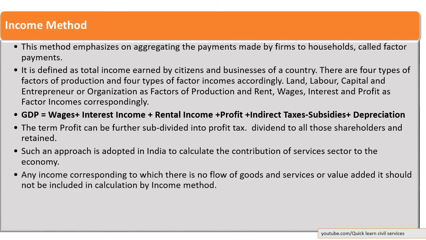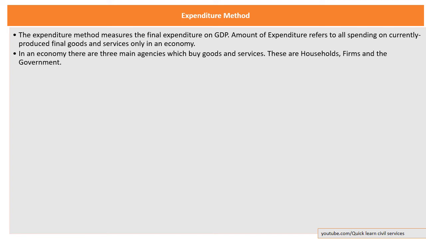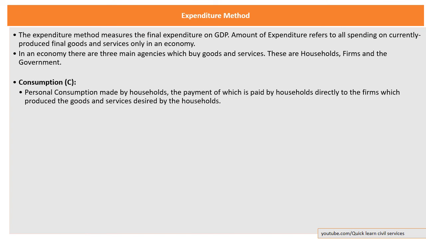Any income corresponding to which there is no flow of goods and services or value added should not be included in calculation by income method. Expenditure method. The expenditure method measures the final expenditure on GDP. Amount of expenditure refers to all spending on currently produced final goods and services only in an economy. In an economy there are three main agencies which buy goods and services. These are households, firms and the government. Consumption. Personal consumption made by households, the payment of which is paid by households directly to the firms which produce the goods and services desired by the households.